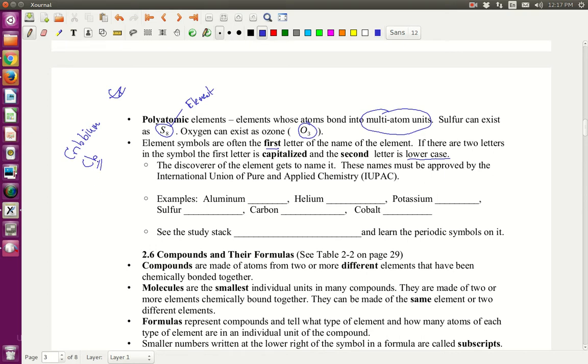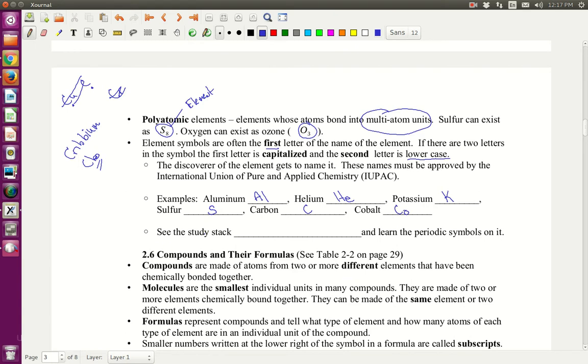And I'd have to have that lowercase b because I already have other things like copper that has a C as the beginning, and carbon that has a C. So I'd have to distinguish it by putting that second lowercase letter. So my Cribium element would be Cb. Some examples of elements and their symbols are aluminum, which is Al, helium, which is He, and potassium, which is K, and that's weird, but that's because it doesn't come from the English name. Sulfur, carbon, and cobalt. Now, please make sure you fill this all into your notes.